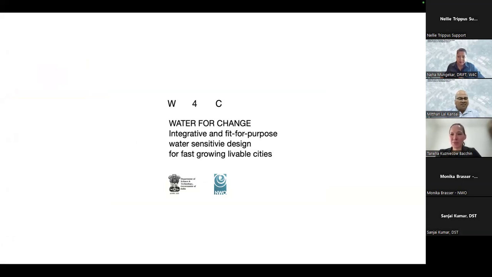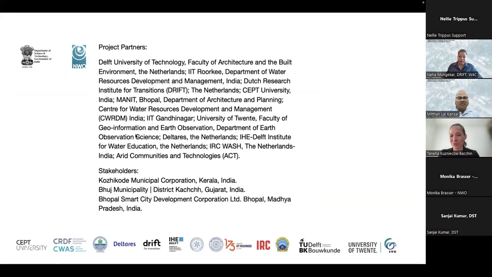So some of the points were already mentioned by our colleagues, by DSD and NWO. Just to give you now a picture, our 11 knowledge institutions involved, 6 from the Netherlands, 5 from India, and especially our dear stakeholders, some of them represented here today in the session, from the cities of Kozhikode, Bhuj, and Bhopal in India.